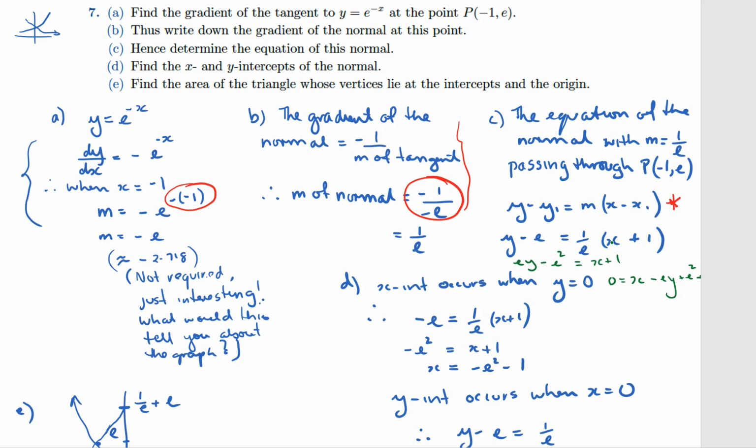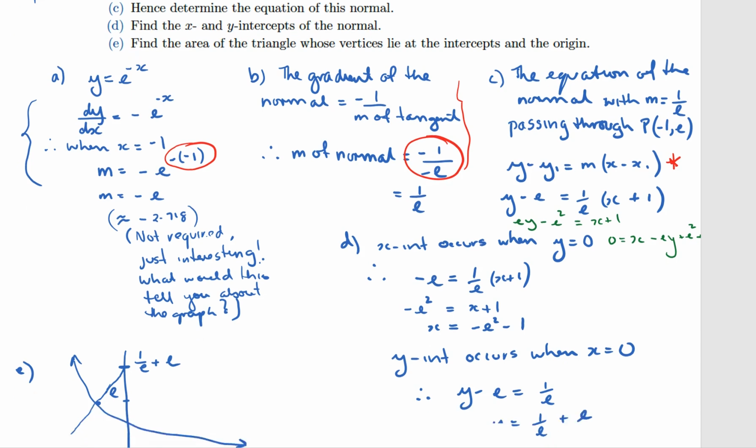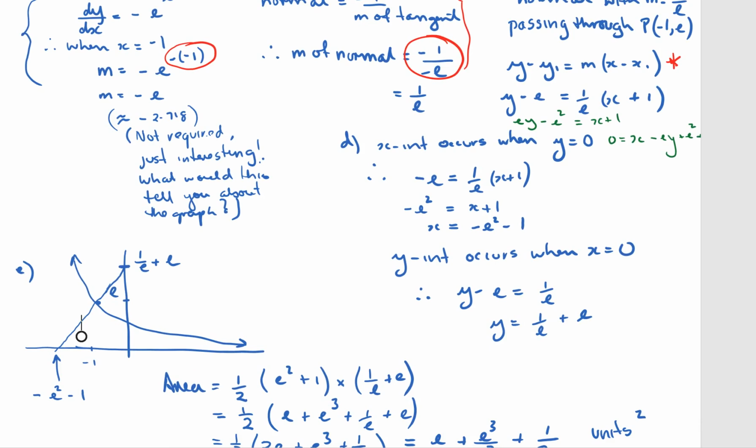Now we've got the equation of the normal. It then goes on to say we'll find the x and the y intercepts of the normal. And again, good setting out, we'll have x intercepts occur when y is 0. And another reason to write it is it reinforces that concept for you. X intercepts occur when y is 0.